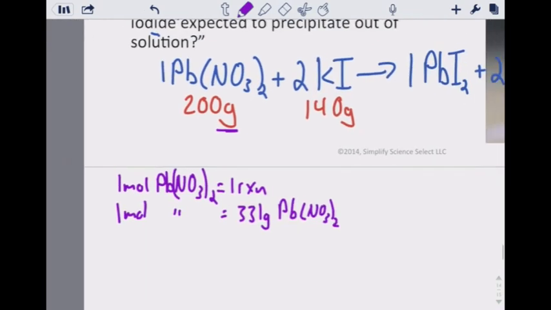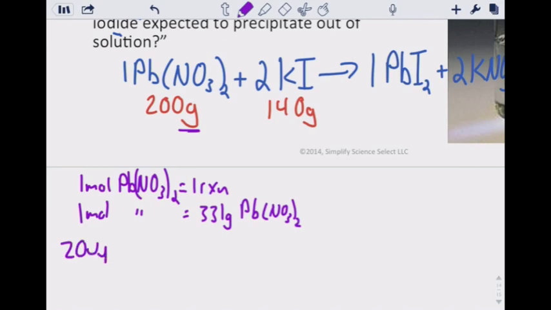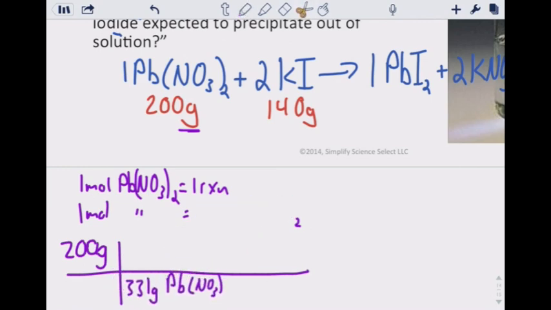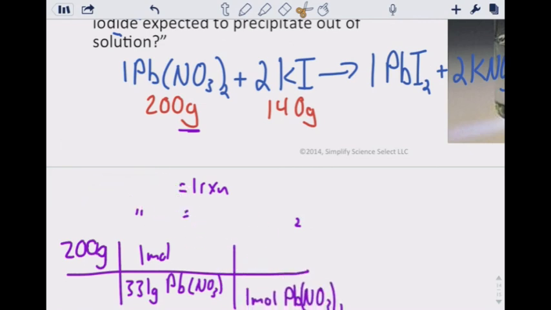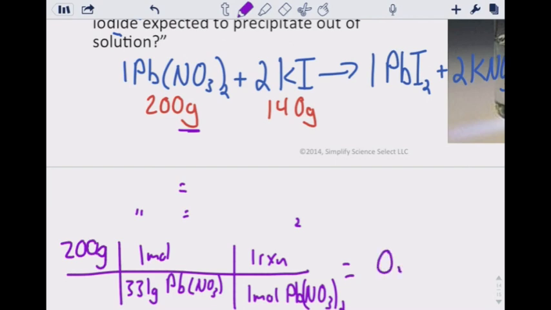Now we always start with what the problem gives us, 200 grams. Set it up. Grams is on top, what goes on bottom? Good. Put the other half on top. Keep going because we want to know how much happens in a reaction. So 1 mole in 1 reaction. And when we're looking at this, we go ahead and we see that we'll have right around 0.604 reactions. Now that's just for the lead. We have to do potassium iodide.